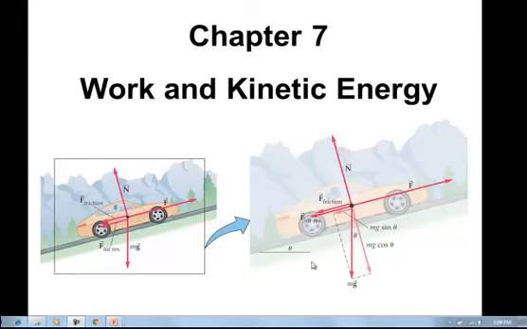And we can see on this particular diagram that because the weight is straight down, it's also going to have a horizontal part and a vertical part using sine and cosine.